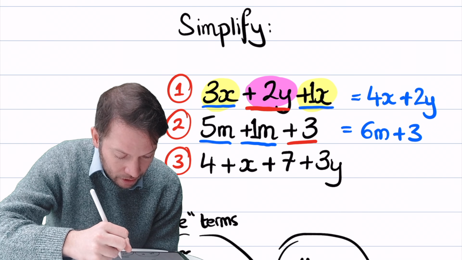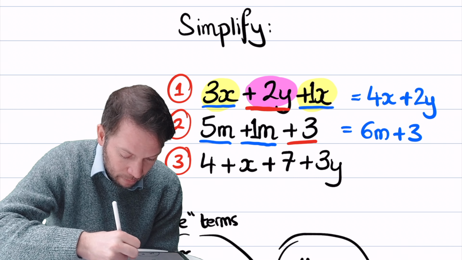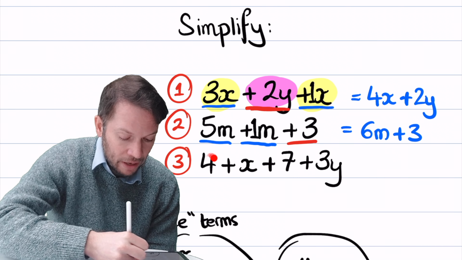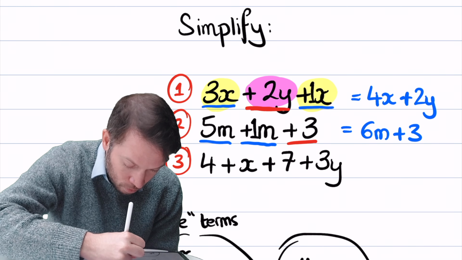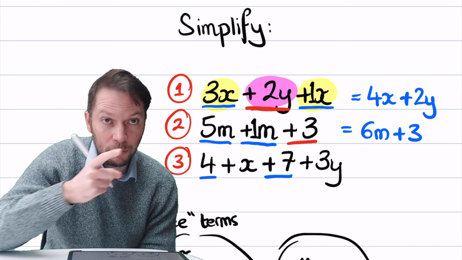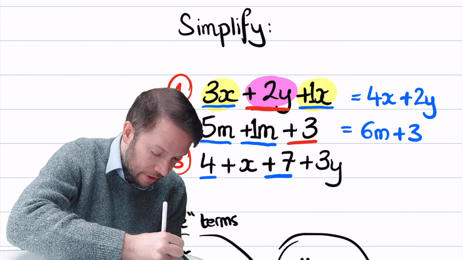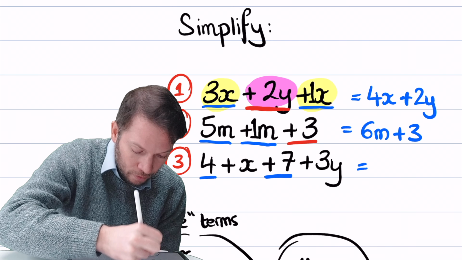What about the last one? Question 3. Well, we've got this constant term first. It doesn't have a variable. Well, we have another constant term, the 7. So those are like terms. So let's underline those, the 4 and the plus 7, including the plus in front of it. And let's just simplify that immediately. That gives you 4 plus 7 is 11.